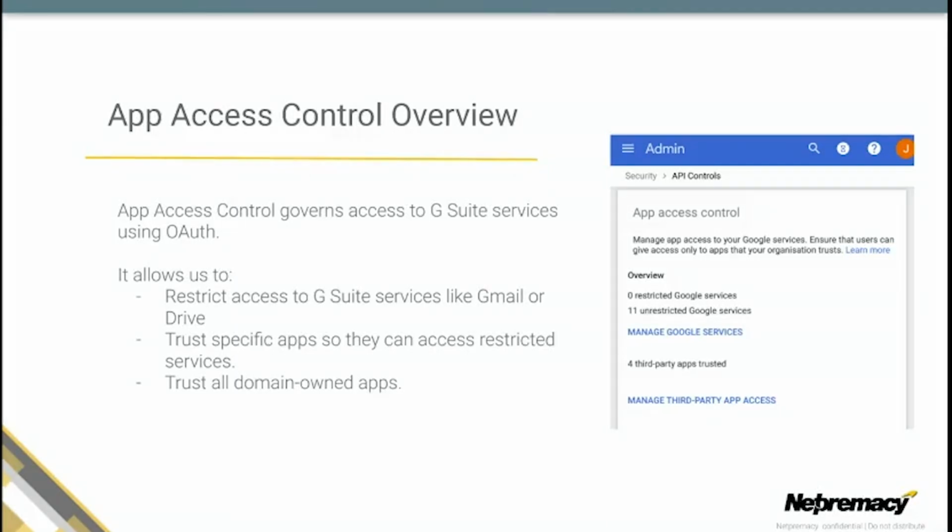And app access control allows us to restrict access to the scopes for things like Gmail and Drive. We can also then trust applications. So if we trust an organization and what they're producing, we can give them access to these restricted scopes. And we can also trust all domain-owned apps, so we can reduce the impact to any internally developed applications or tools. And I would definitely think your developers would appreciate not hindering all of their development processes by blocking that.